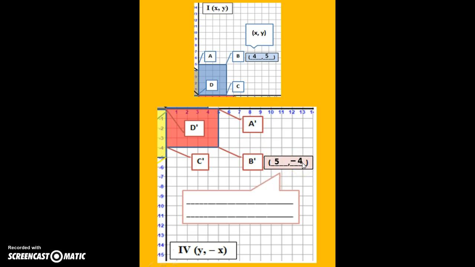So what actually happened to that point? The x and y values switch places, and the y value turned negative. You can see that (4, 5) turned into (5, 4), and the y value turned negative. And what kind of rotation is that? That's a 90-degree clockwise rotation. You can see the way it's spun.